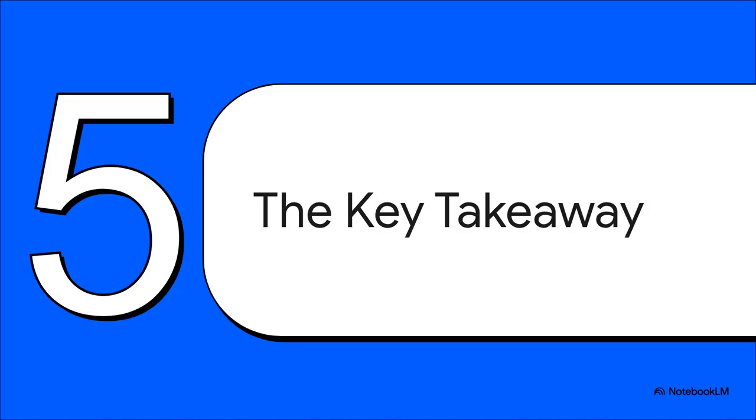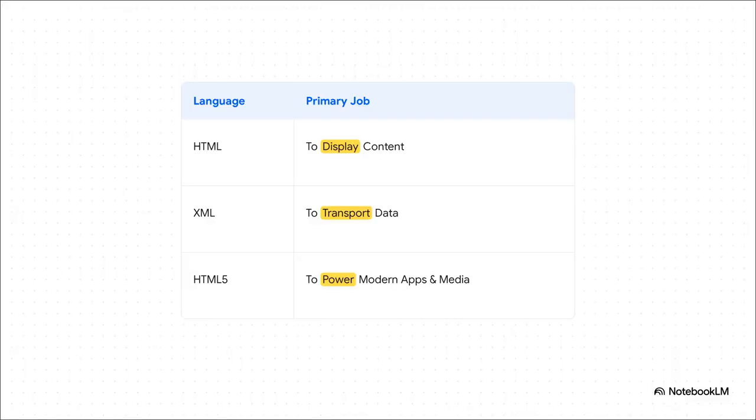So, after this whole journey through web history, what's the big idea? How do we boil all this down? It really just comes down to this. HTML's job is to display content. XML's job is to transport data, and HTML5 took that original foundation and evolved it to power all the modern apps and media we use. Display, transport, power. Each one has a clear, vital role in making the web work.